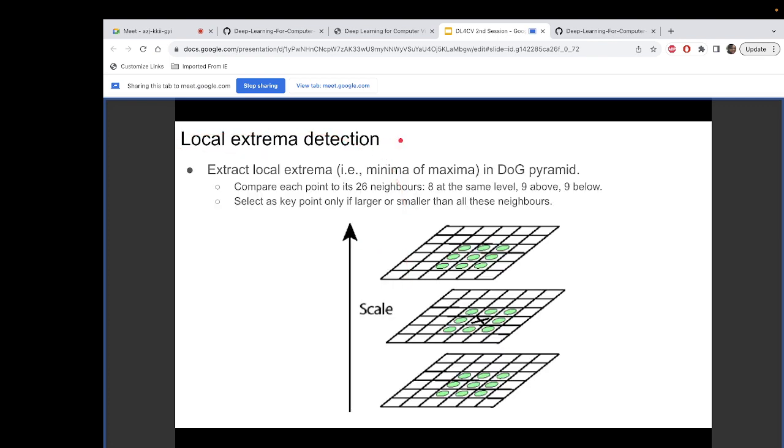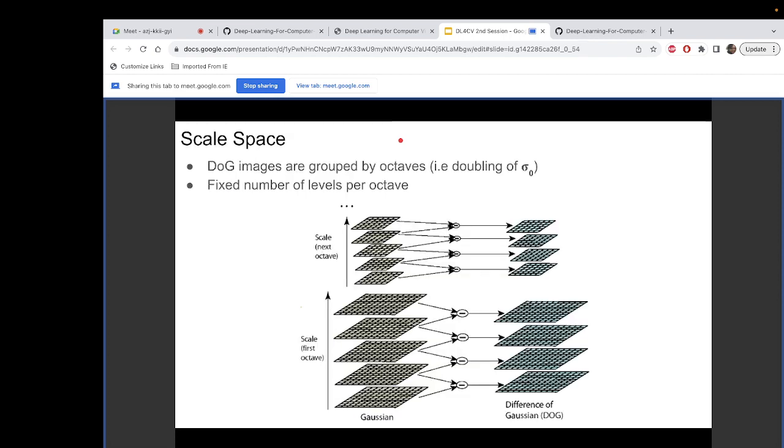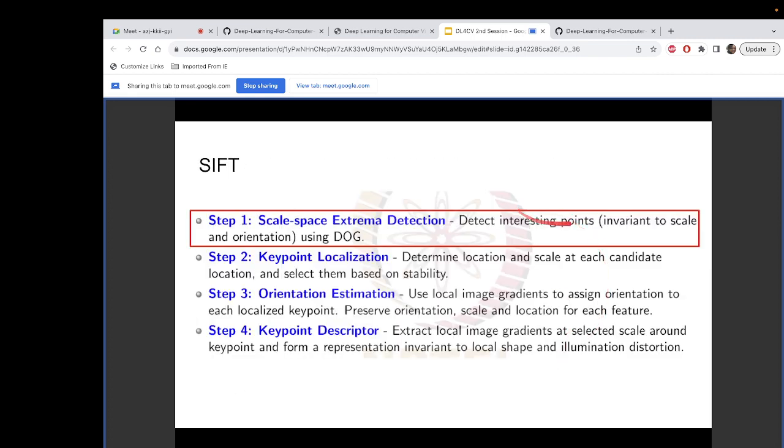Now, this is all very good. Till now we have only computed the difference of Gaussians. So how do we finally detect the interest points? Remember, the primary objective of this step was to detect the interesting key points that are invariant to scale.